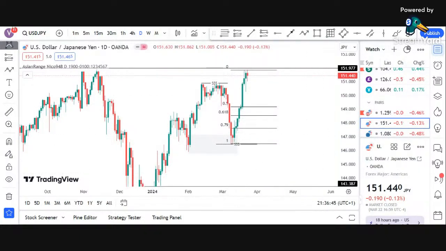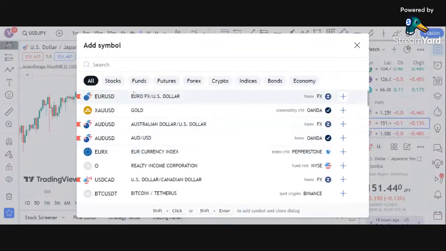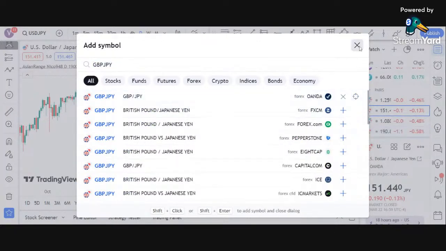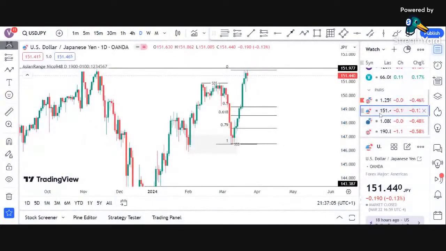So lastly, before we go, I'll just do GJ. Like I said, we did GBP, and we saw that we were bearish.